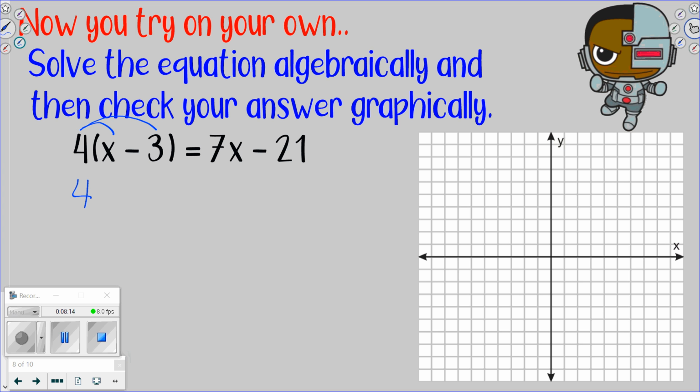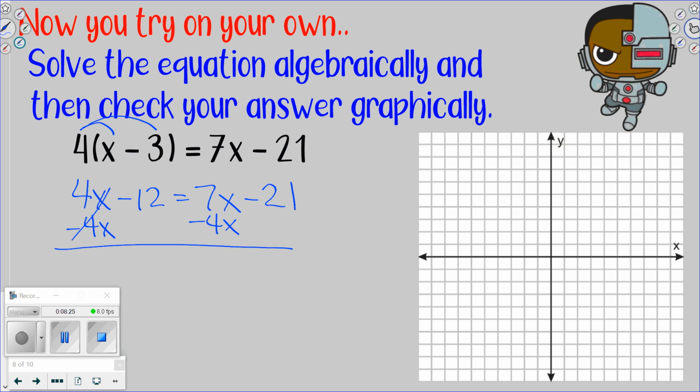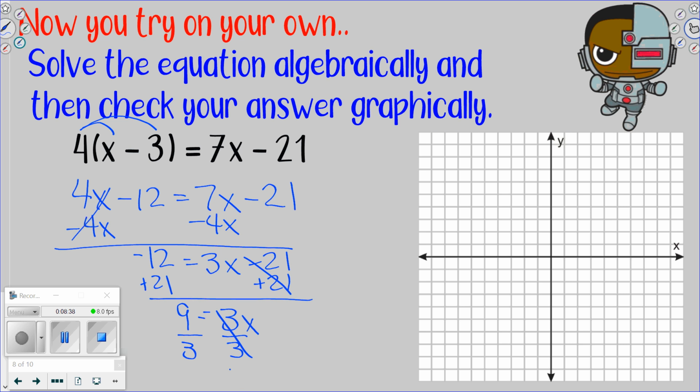So we had 4x minus 12 equals 7x minus 21. So solving algebraically, I'm going to go ahead and subtract 4x. You could have went the other way, totally fine. So negative 12 equals 3x minus 21. Add 21. 3x equals 9, divide by 3. So we get x equals 3. So algebraically, we all should have been just fine there.